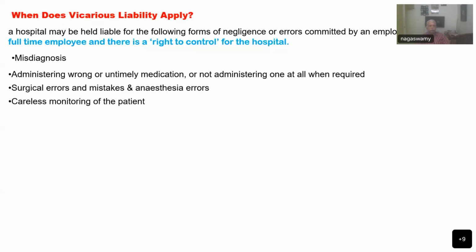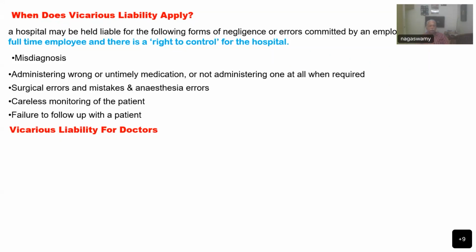Careless monitoring of the patient, failure to follow up with the patient, all these things come under negligence which are liable for vicarious liability on the hospital or the controlling authorities.